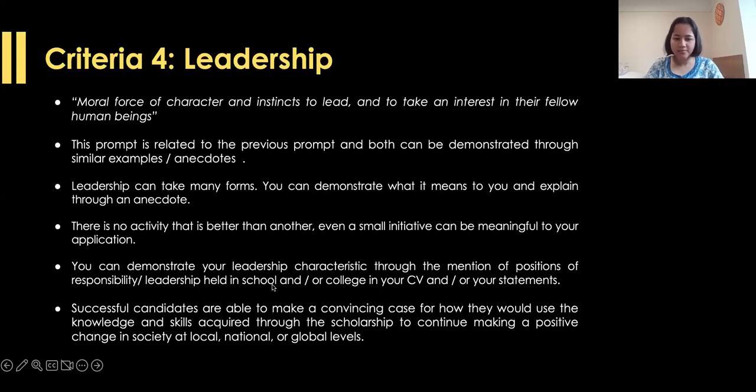Successful candidates are able to make a convincing case for how they would use the knowledge and skills they acquired through the scholarship to continue making a positive change in society at local, national, or global levels. So it doesn't have to be really huge or global to begin with. It's something that talks about your leadership skills at the moment.